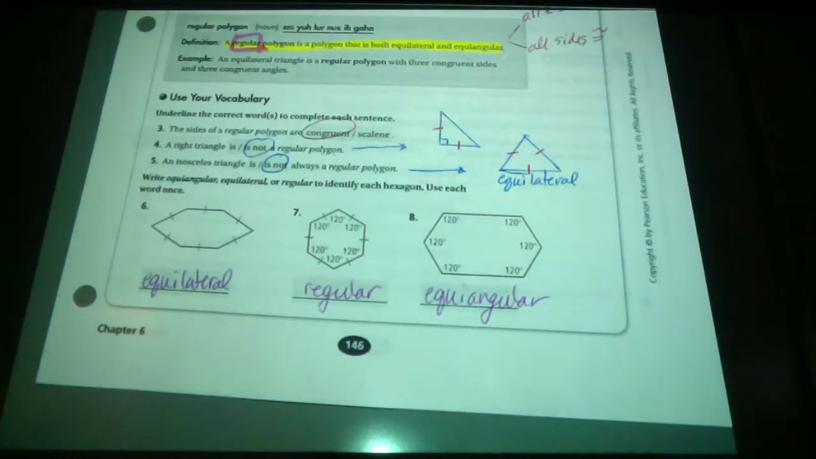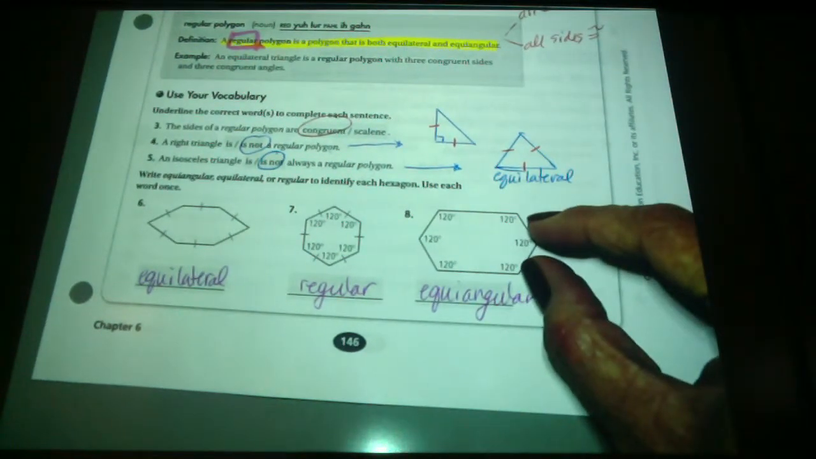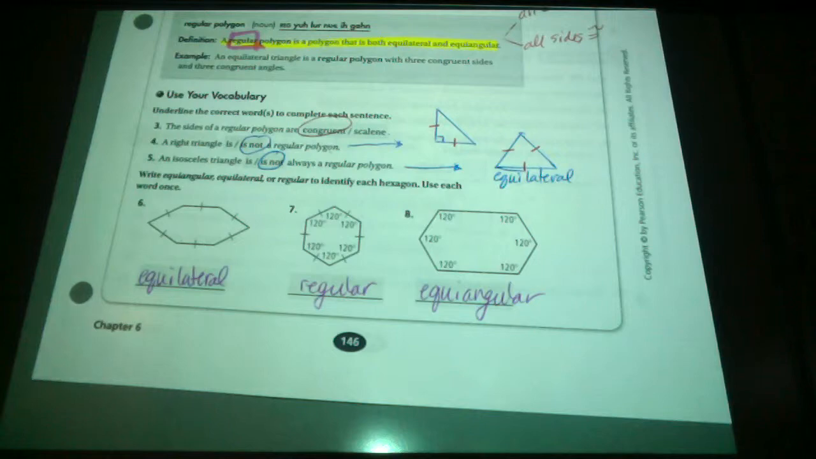This one in the middle, you're told that every single angle is 120 degrees. How else could they have told you that every single angle was the same? Arc marks. Yeah. And then since they've marked every side as well with a single tick mark, it is both equiangular and equilateral, so therefore it matches the definition of regular. And then number 8, visually, these sides are not the same as these sides. And so it is only equiangular.